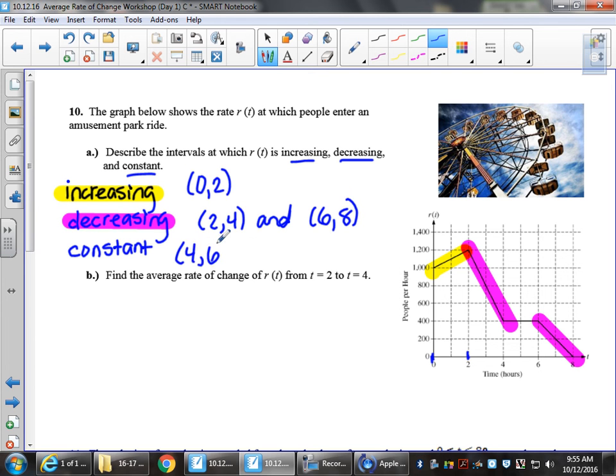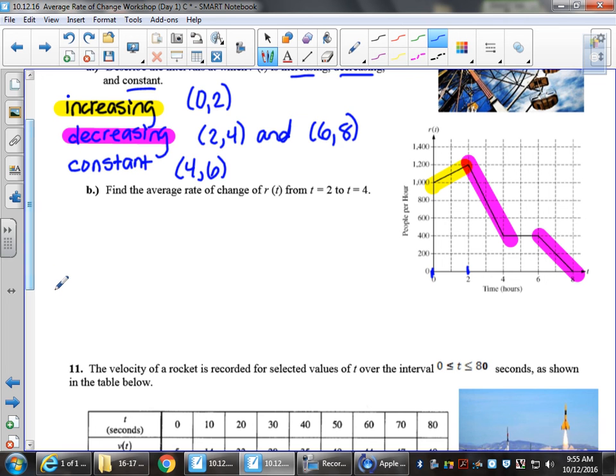That's all that's asking. Now, B says find the average rate of change from t equals 2 to t equals 4. How are you going to do that? What ordered pairs do I use? Very good. Is everybody seeing where he's getting those? Yes, these are x values. When x is 2, where am I? 1200.